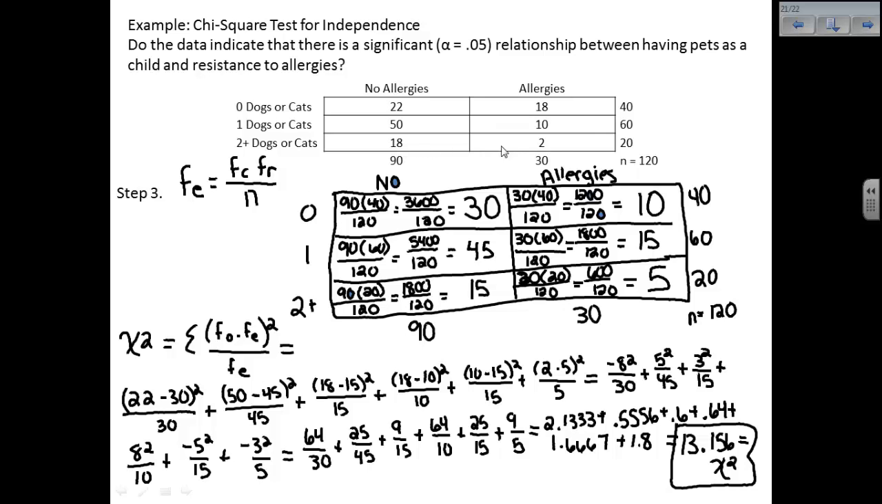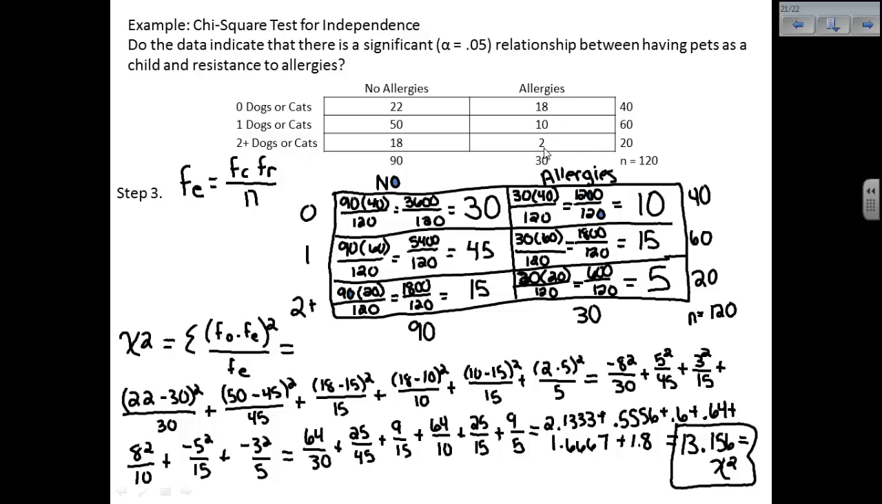If we look on the other extreme end of this distribution, those who had 2 or more dogs or cats, well, 18 of them had no allergies, but we would actually expect fewer of them to have no allergies if the null hypothesis was true and there was no relationship. Then on this end of the distribution, there's only 2 people in our sample that have allergies when they had 2 or more cats and dogs, and we would actually expect there to be more than that, 5, if the null was true. So this also supports that there's actually fewer people with allergies than what we would expect to see if there was no relationship between allergies and how many pets that you have.